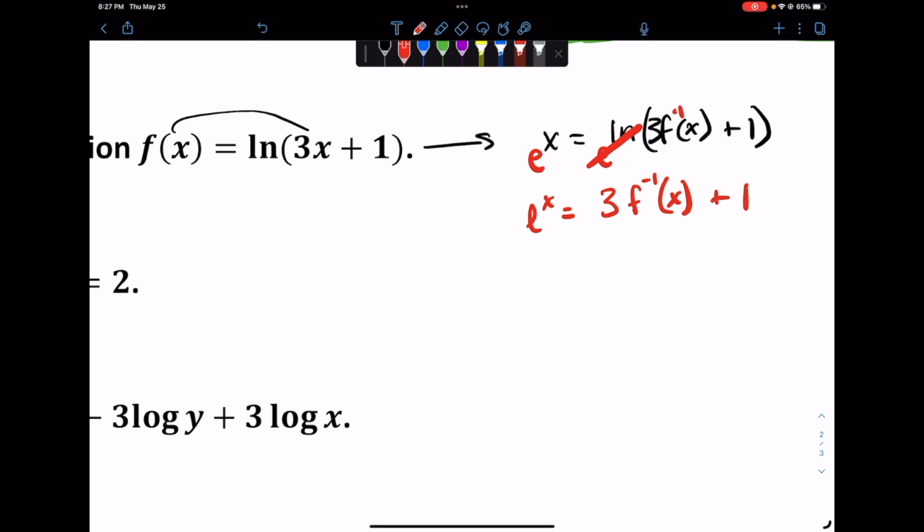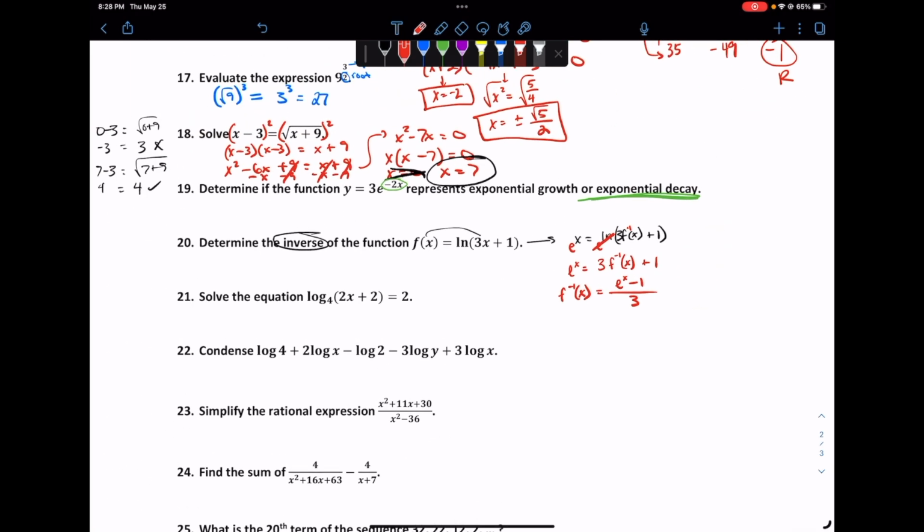Then I'm going to solve for the inverse. So I will subtract 1 and then divide by 3. So the inverse function is going to be e to the x minus 1 divided by 3. Cool.